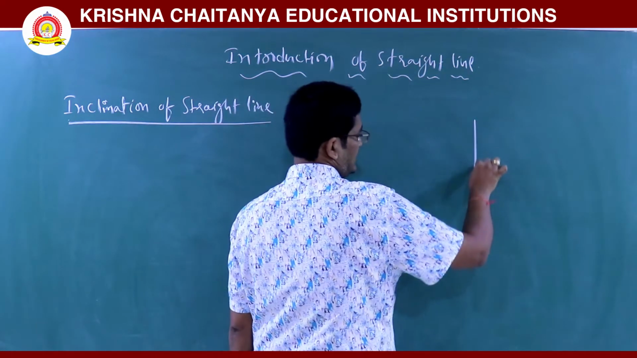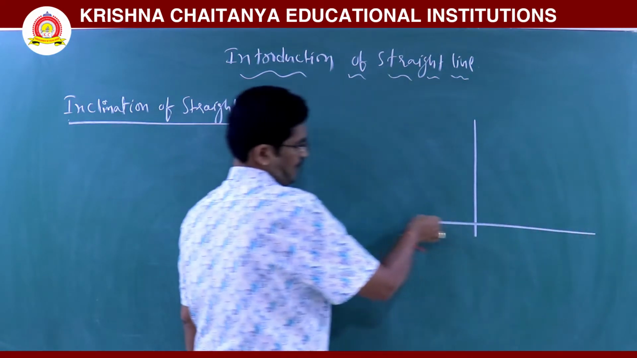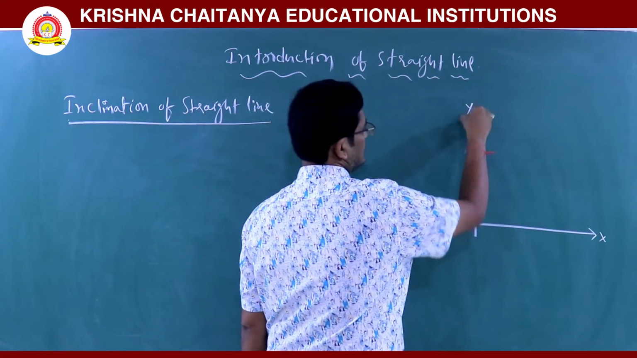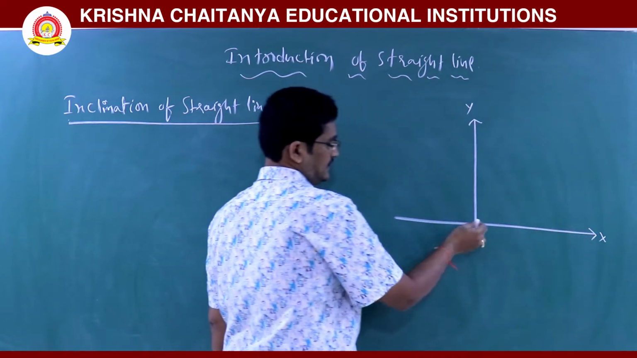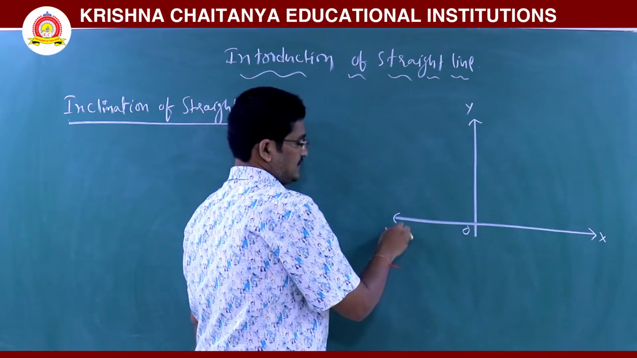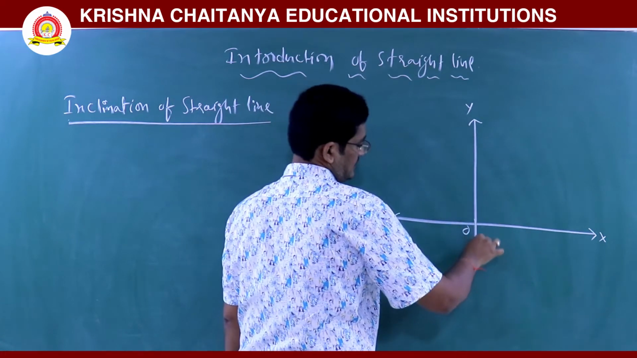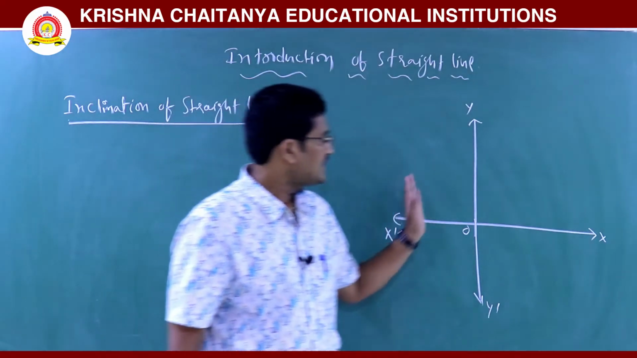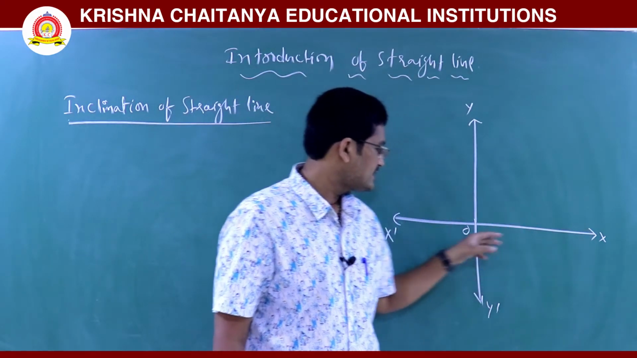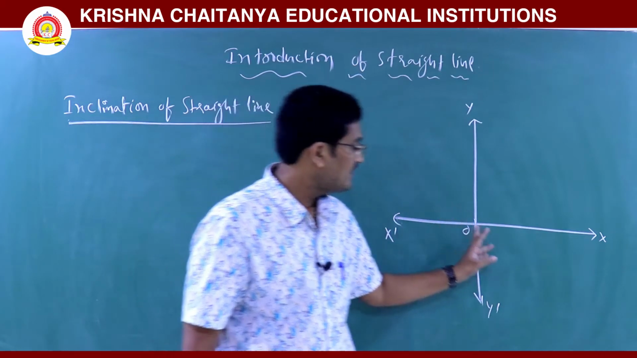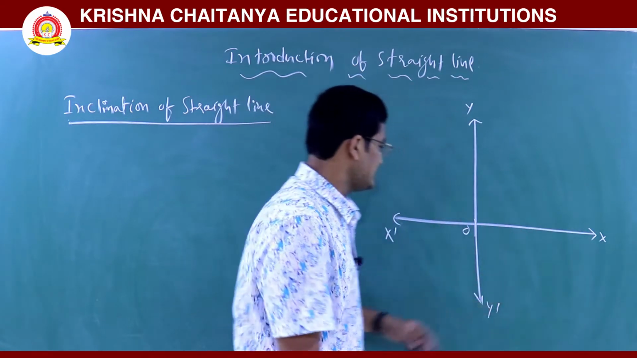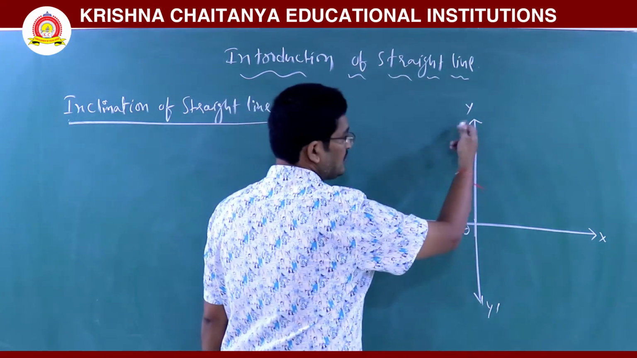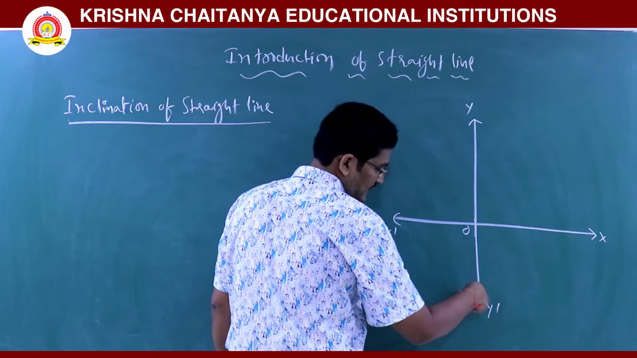Suppose this is our coordinate system, x-axis, y-axis. This is positive x-axis, this is negative x-axis, you know. This is positive y-axis, this is negative y-axis. Right side of y-axis is positive x-axis. Left side of y-axis is negative x-axis. Above the x-axis is positive y-axis. Below the x-axis, negative y-axis. This one, you know.